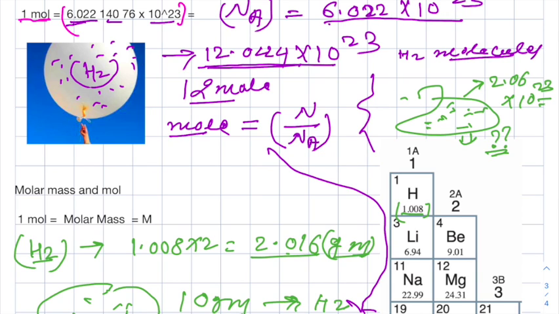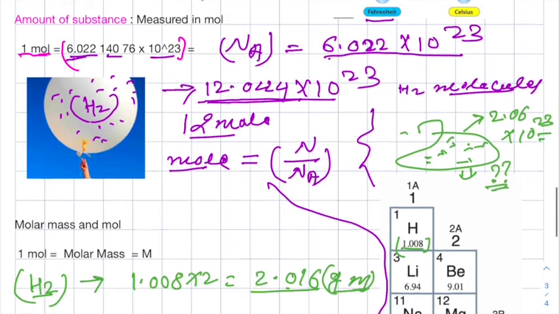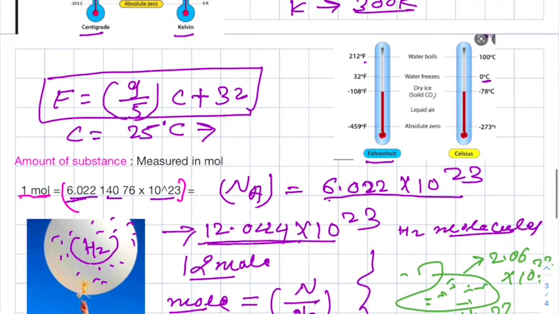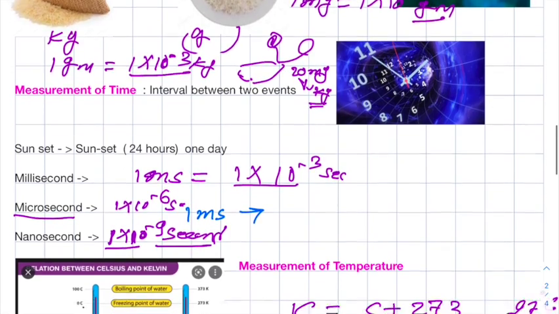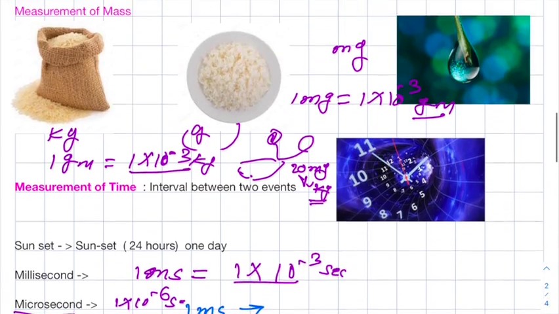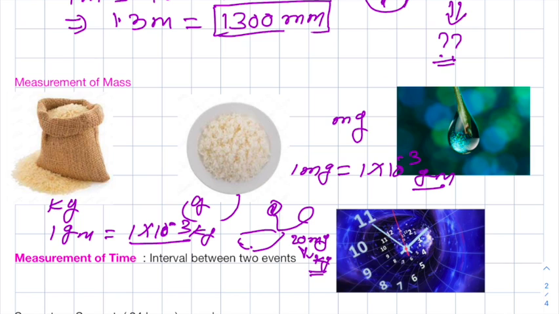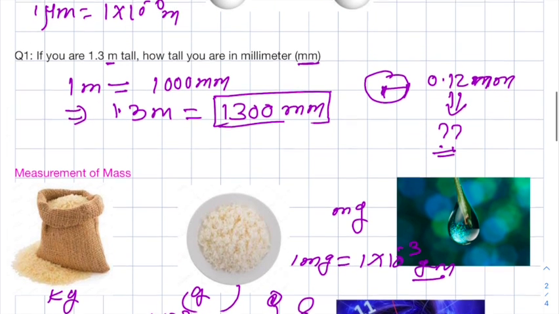Okay, in physics we measure the amount of substance, temperature, mass, length, and time. In the next video we will be discussing the combination of the fundamental units. Thank you.